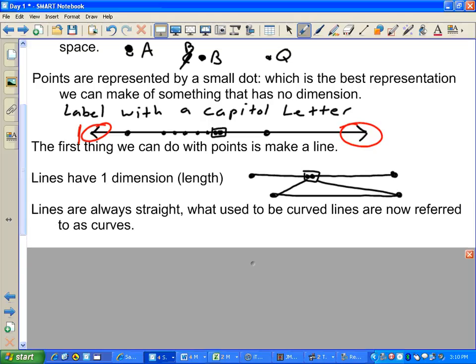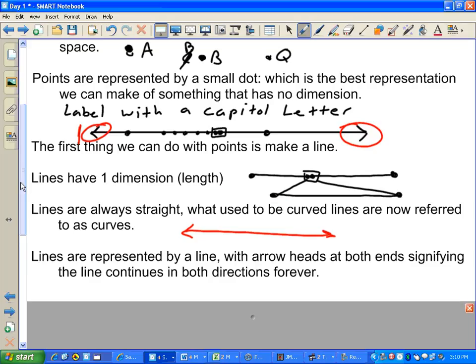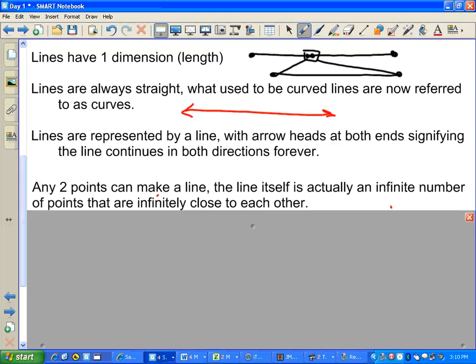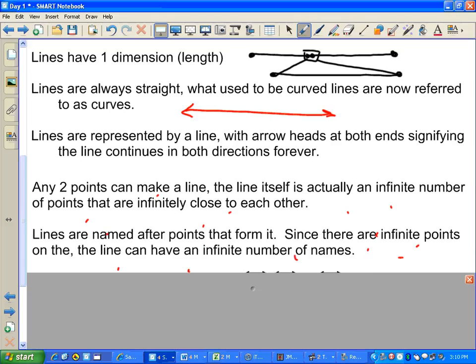Lines are always straight. So when you draw a line, it has to be a straight line. If I say the word line, I'm talking about a straight line. If I want to talk about a line that has a curve to it, I will call it a curve or a curved line. So anytime the book says there is a line, it means it is a straight line. Lines are represented by a line with arrowheads at both ends.